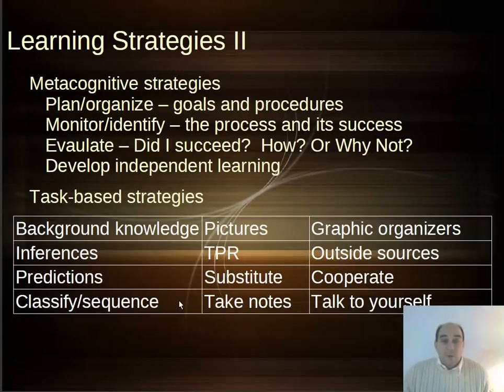Again, we go back to this whole idea of organizing. Okay, put in the steps, 1, 2, 3, right? Or to classify. What are the groups that are involved here? What's the process? What's the pattern that's here? Help them try to identify what those are.